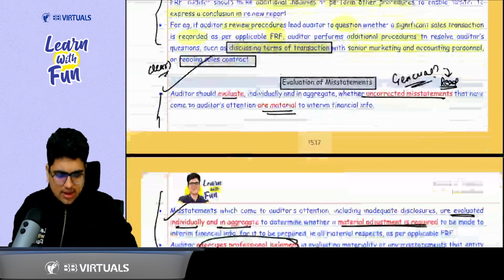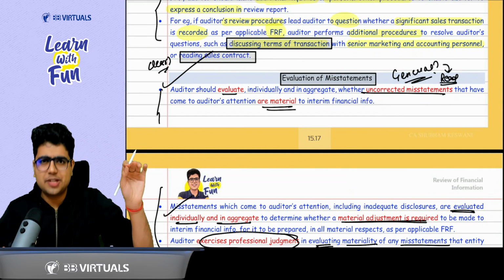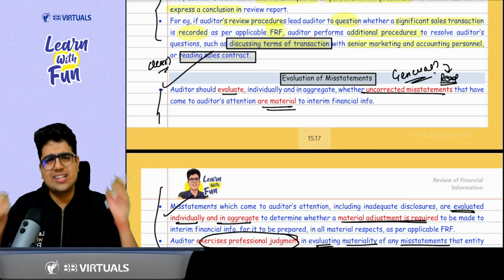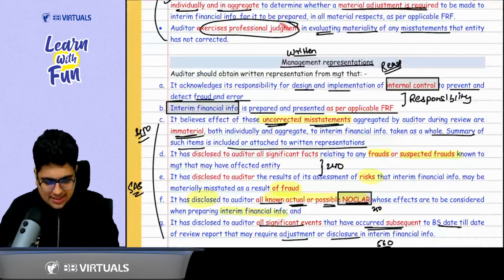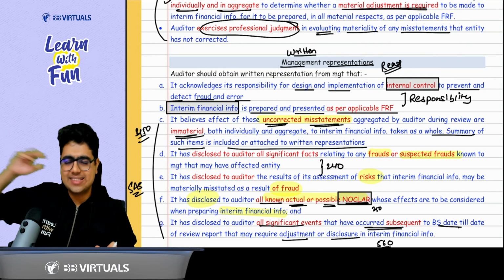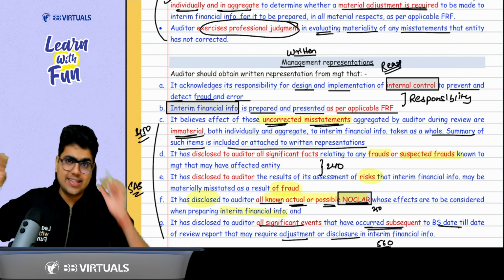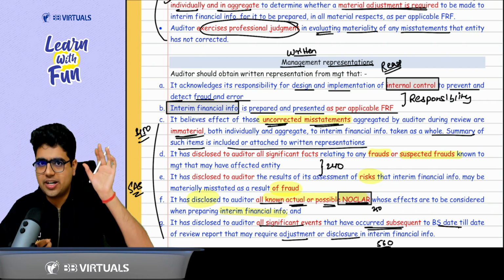Done? Done, sir. Now, whenever it comes to evaluation of misstatement, just see whether the uncorrected misstatements are material or not. This is the basic thing that you are required to do. Exercise professional judgment when you are doing this. When it comes to written representation, the same points we have covered earlier many times, just for your reading and understanding. Written representation about the financial statements: they are prepared as per the FRF.